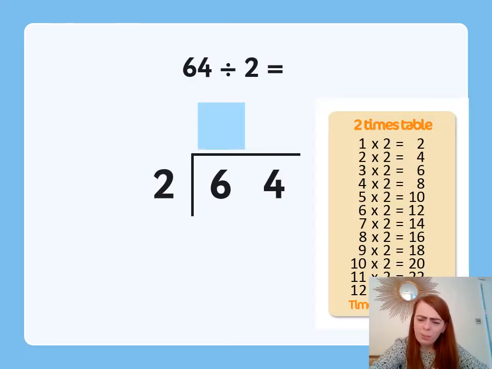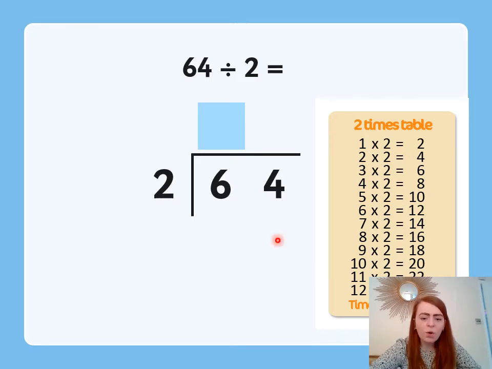Right, we've now got another problem here, and we can see that the problem is 64 divided by 2. You can just imagine how long that would take to draw out an array that showed 64 divided by 2. So there are other ways of doing this, the bus stop method. You can see that the number underneath the bus stop is 64. So we're dividing 64 by the number 2. How are we going to do this? What are we going to look at first? Is it going to be the tens or the units? It's going to be the tens.